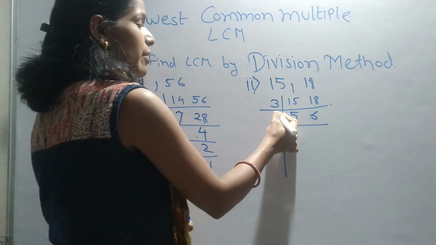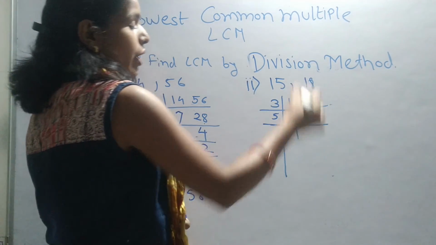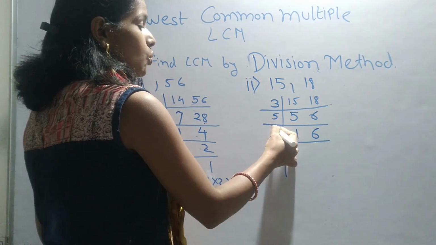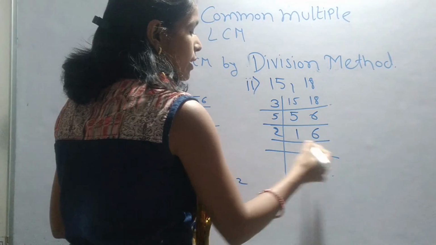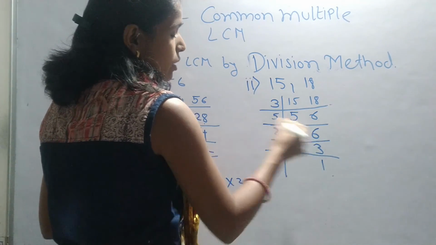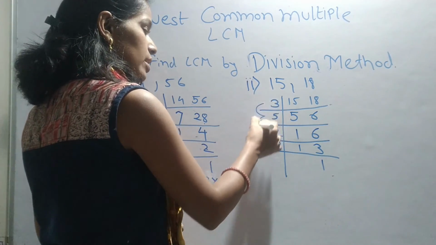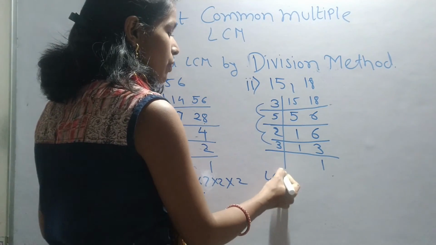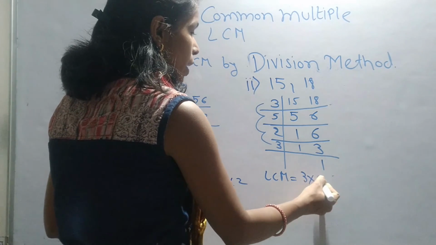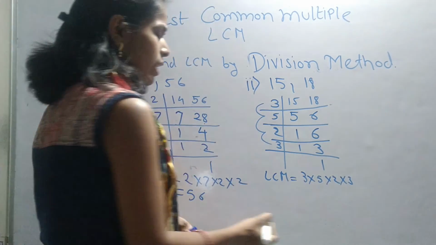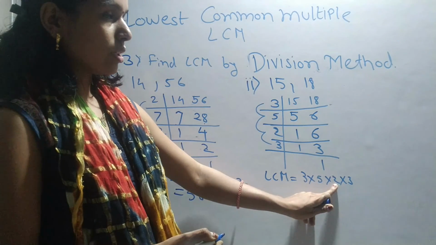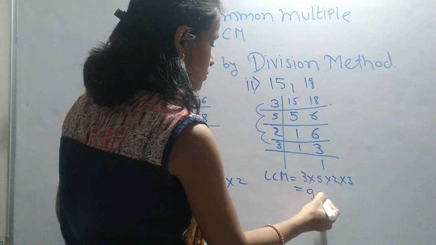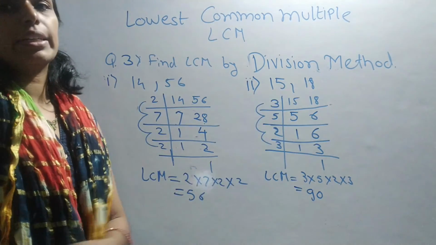Firstly, we will divide 5 by 5 because 5 is a prime number, and we will write this 6 as it is. Now this 6 is divisible by 2. 2 3s are 6. And again 3 is divisible by 3 only. So 3 1s are 3. So these are the common and uncommon prime factors of 15 and 18. So LCM of 15 and 18 is equal to 3 into 5 into 2 into 3. That is 3 5s are 15, 15 2s are 30, 30 3s are 90. So 90 is the LCM of 15 and 18.